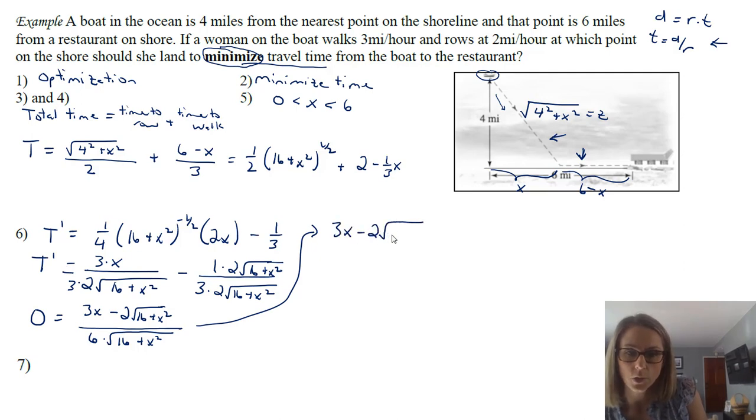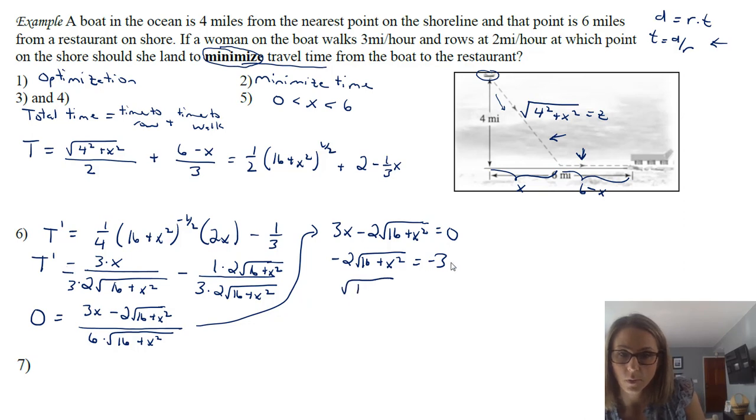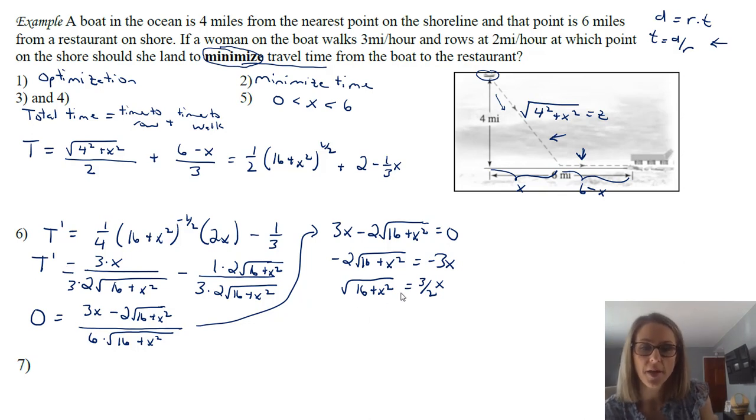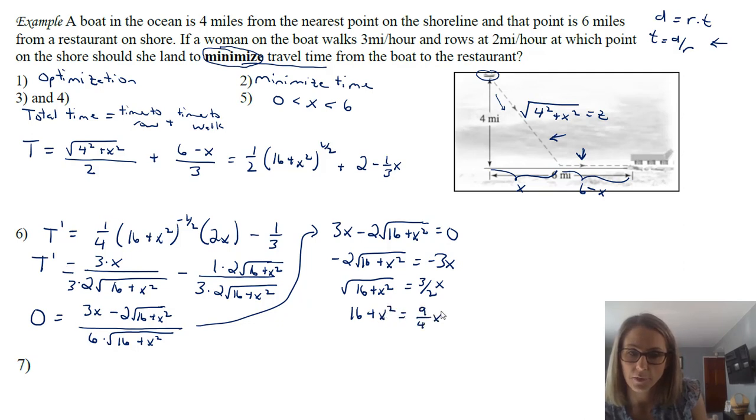If you want, you're welcome to try to solve this for x and see what you get. But I'm going to subtract the 3x. I am going to divide by the 3x there. I get 16 plus x squared, and then I get a 3 halves times x. Now, in order to free that x squared, I'm going to square both sides. And that's going to give me 9/4 x squared.